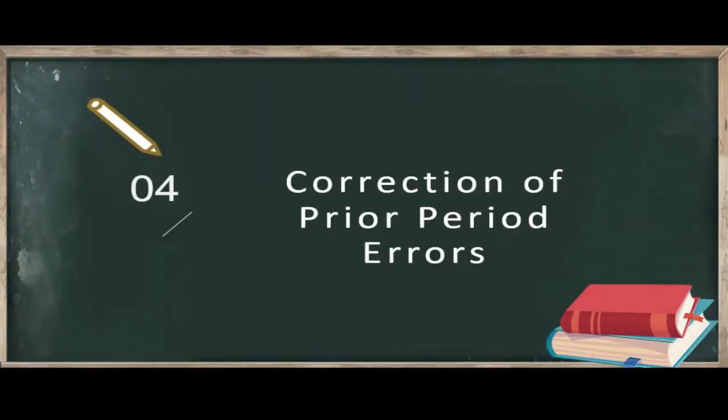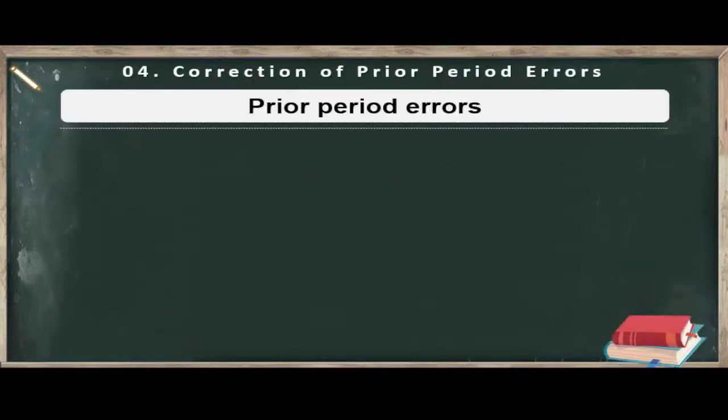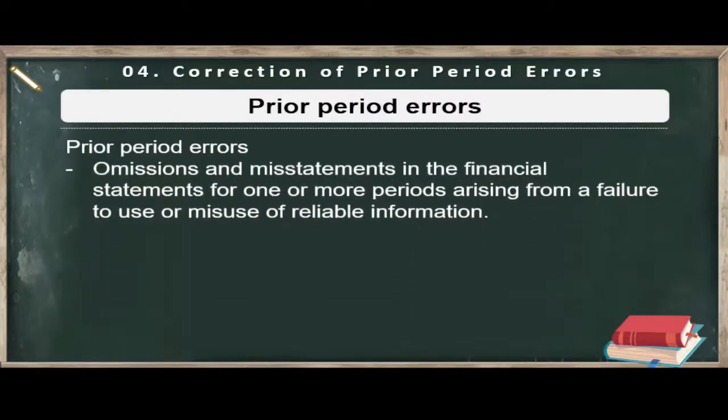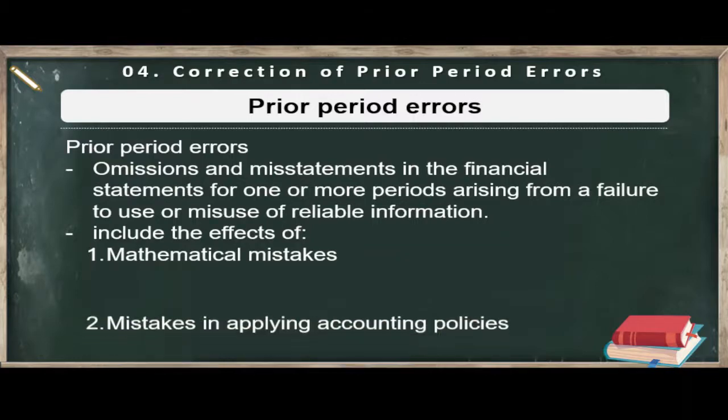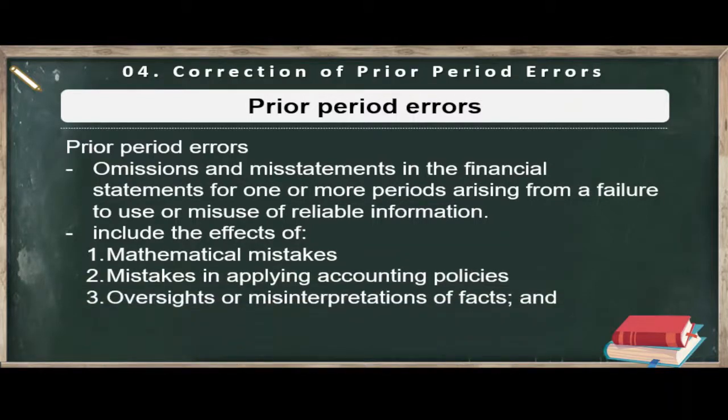Then we have the third main area in PAS 8. So we have the prior period errors. So what are prior period errors? These are omissions and misstatements in the financial statements for one or more periods arising from a failure to use, or misuse of, reliable information. It includes the effects of mathematical mistakes, mistakes in applying accounting policies, oversights or misinterpretation of facts, and fraud. Okay, so any errors may be intentional or unintentional.